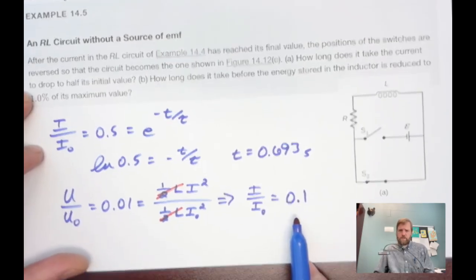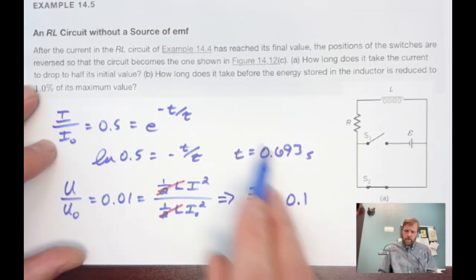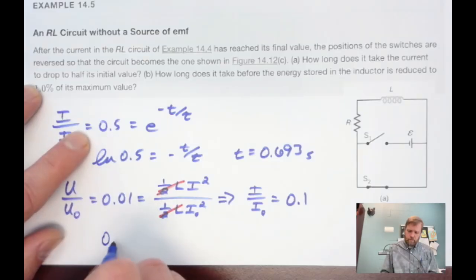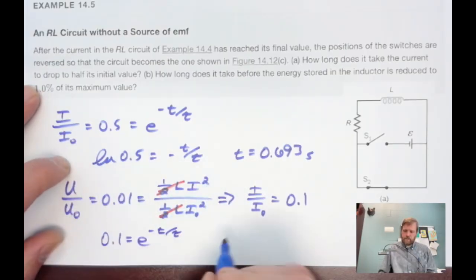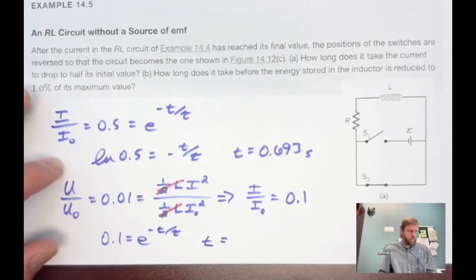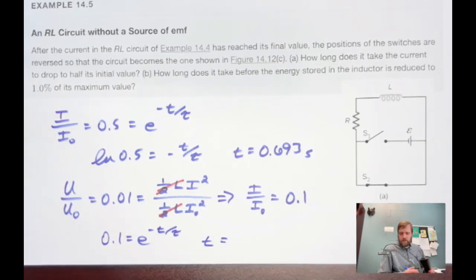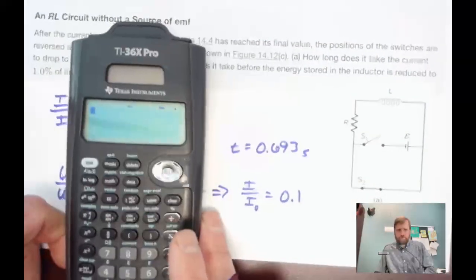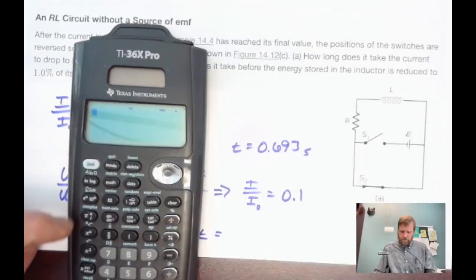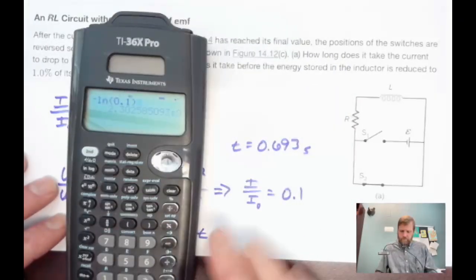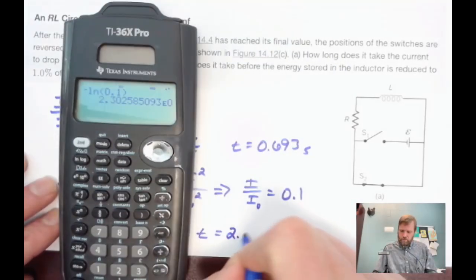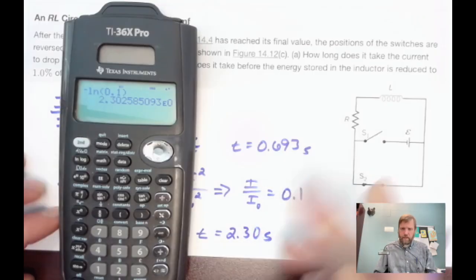Okay, so now we can plug this in up here, and we can say 0.1 equals e to the minus t over tau. Using the same process, we can find out what t is. I have not punched this one into my calculator, so let me do it here. We'll do negative natural log of 0.1, and I got 2.30 seconds.